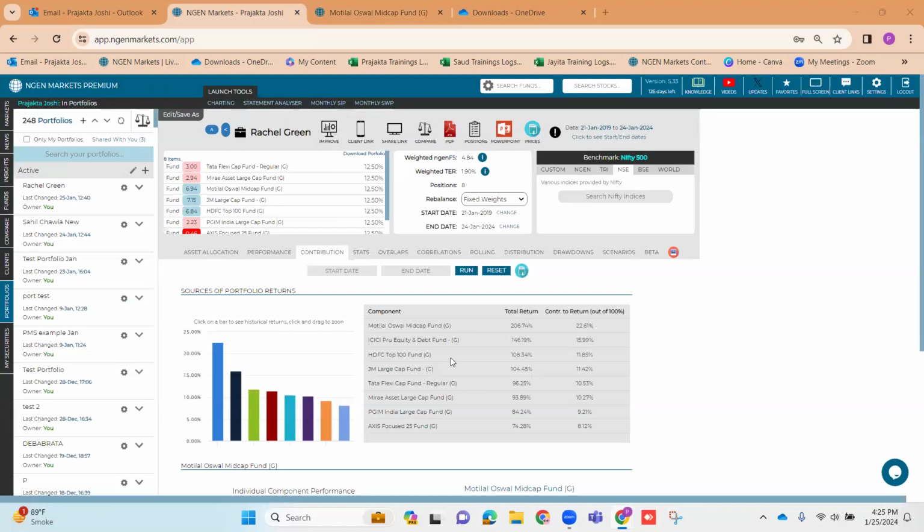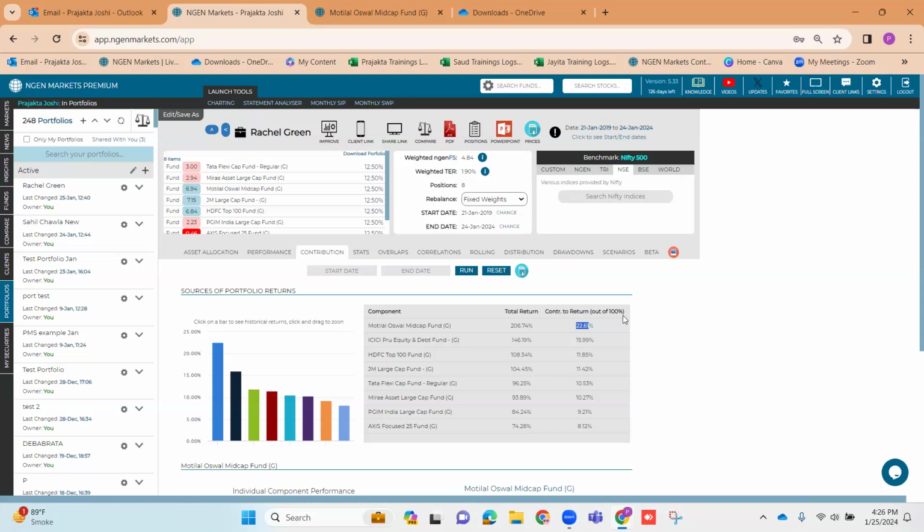Once this is done, what we then analyze is typically how much is the allocation. In this case, it's an equally allocated portfolio, so each and every fund is going to get an equal allocation. In spite of being an equally allocated portfolio, the contribution of each of these funds to the portfolio returns is different. The highest contribution is by Motilal Oswal Mid Cap Fund, to an extent of 22%, if we standardize the portfolio return to 100%.